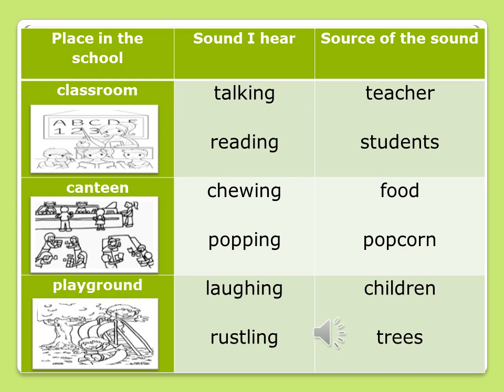Now, if I'm in the playground, the place, I'm in the playground. The sound I hear is laughing. Where's the sound coming from? The children. The rustling sound I hear is coming from the trees. If you go over these, you will find out the answers for your questions in your homework sheet.